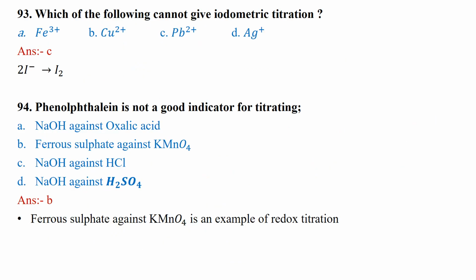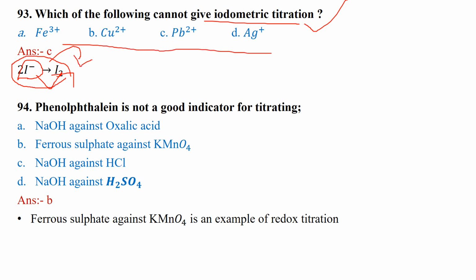Finally, which of the following cannot give iodometric titrations? We have already discussed the basic concept of iodometric titrations. In iodometric titrations, the different ions should convert the iodide ion into I2, meaning the oxidation of I minus to I2 should take place by these ions. So these ions should oxidize I minus to I2, and they should be in a higher oxidation state so that they can oxidize I minus to I2.